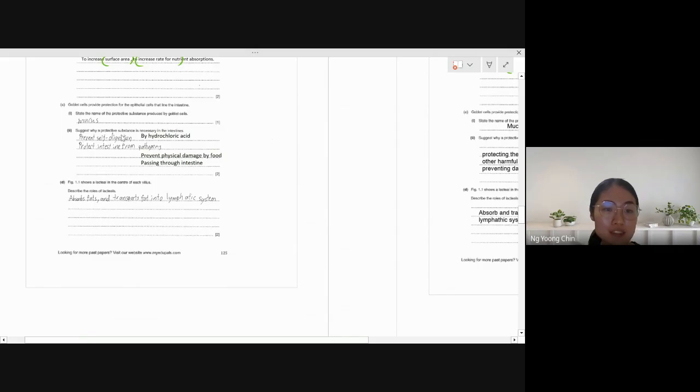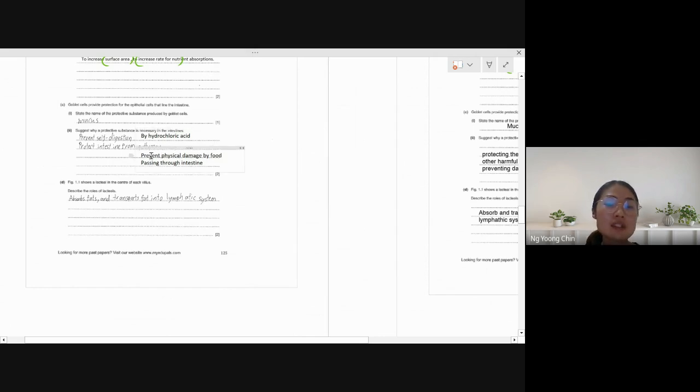Suggest why a protective substance is necessary in the intestine. So you say that prevent self-digestion. Yes, it's correct, but you can mention prevent self-digestion by what kind of substance. So it is by the hydrochloric acid, right? Because as we know, hydrochloric acid is very, very acidic, and it will be able to corrode the stomach lining. So you can add self-digestion by hydrochloric acid, and then this protects the intestine from infections by the pathogens. Yeah, so for pathogen you can mention which is from the virus or bacteria.